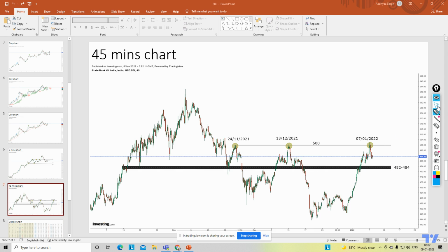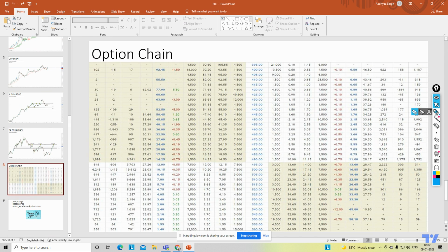Now, if you remember in the first chart, I said there are possibilities of SBI remaining in a tight range this week, which is 500 to 482. And the reason for that is, as you can see, that near the money there are call shorts and there are put shorts, correct? So when there are call shorts and put shorts, that means it's going to be a range-bound market. However, if you see far out of the money, there are call longs, correct.